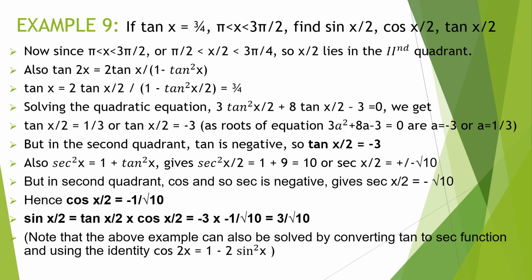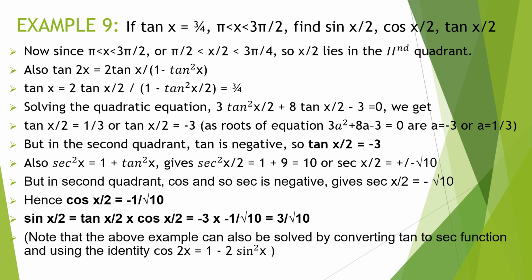Now we have sec square x is equal to 1 plus tan square x, which gives us sec square x by 2 is equal to 10. So sec x by 2 is equal to plus or minus root 10. But again in the second quadrant you have cos is negative and so sec is negative. So sec x by 2 is equal to minus root 10. So cos x by 2 is minus 1 upon root 10.